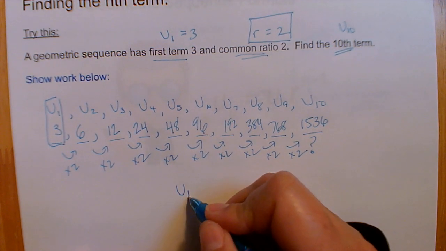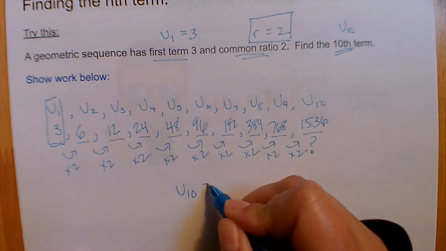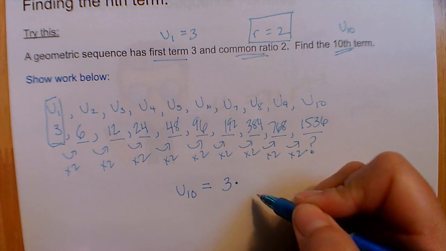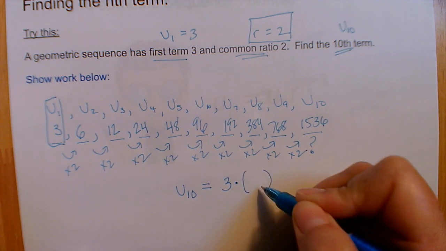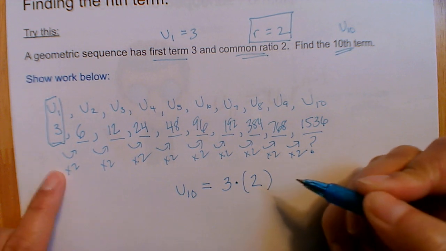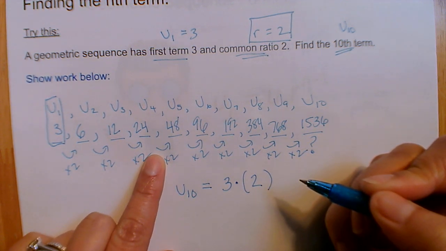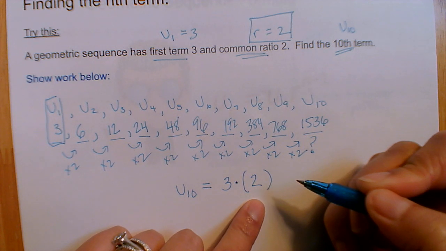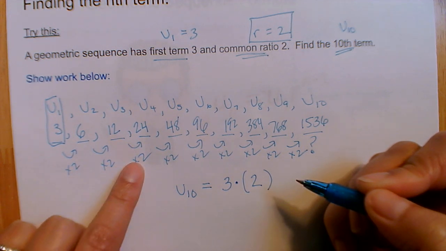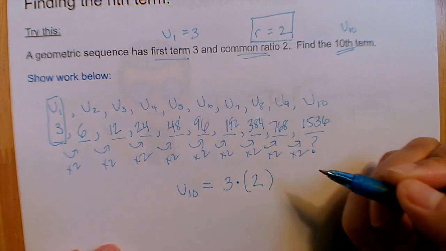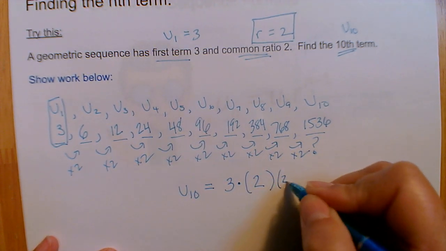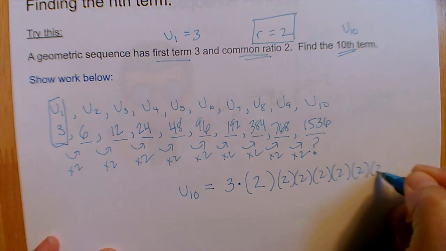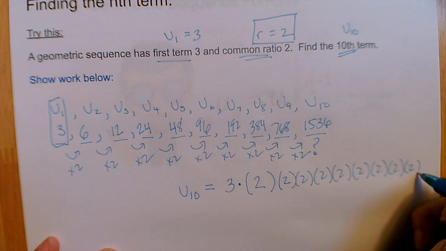So we want to find the 10th term. Okay. We started at 3, and we know that we have to multiply. And we're going to be multiplying by our common ratio. So every time we had to multiply by 2, multiply by 2, multiply by 2. But we're not just doing this one time. How many times did we have to multiply by 2? 4, 5, 6, 7, 8, 9 times. So we have to do this. 1, 2, 3, 4, 5, 6, 7, 8, 9. Can you still see on the screen?